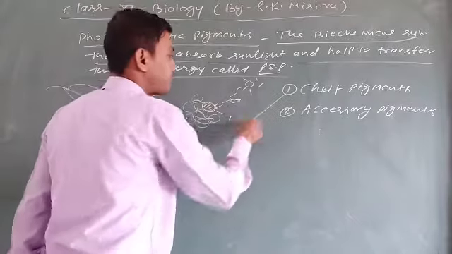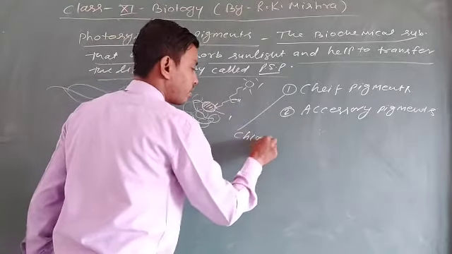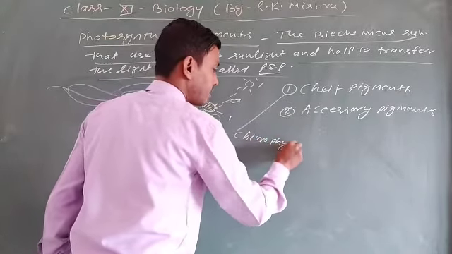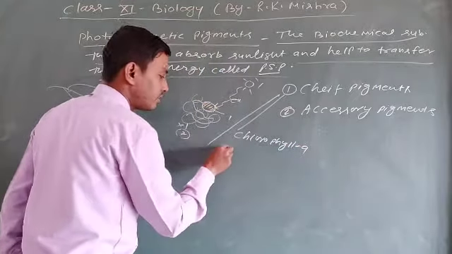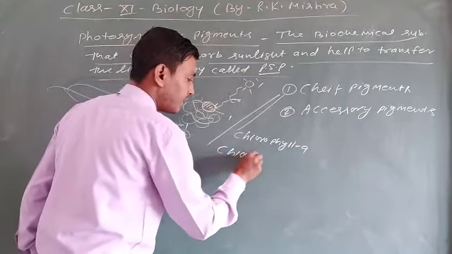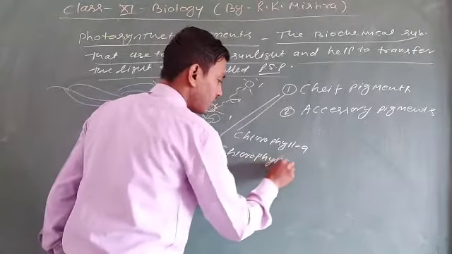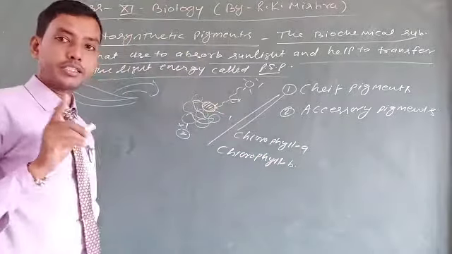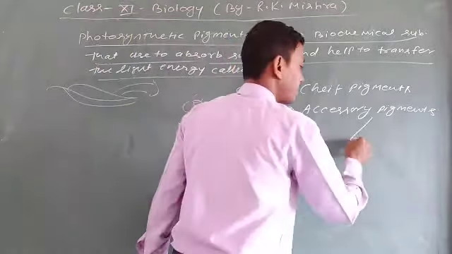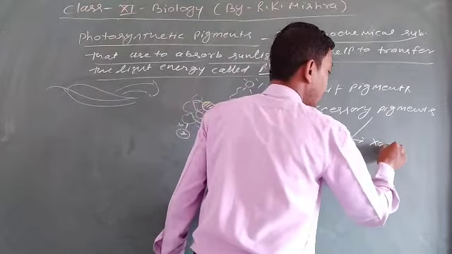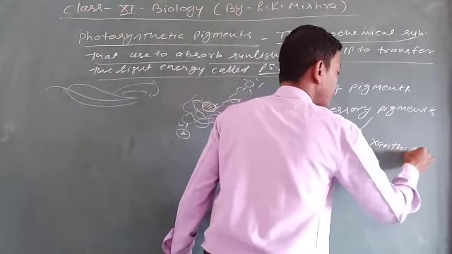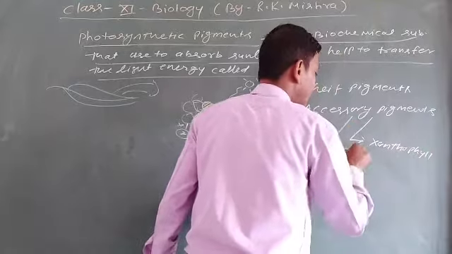Chief pigments are basically chlorophyll A and chlorophyll B, and the accessory pigments are xanthophyll and carotenoid.